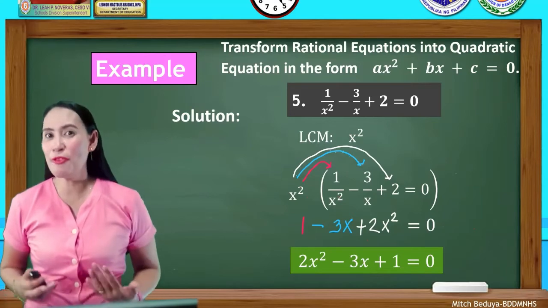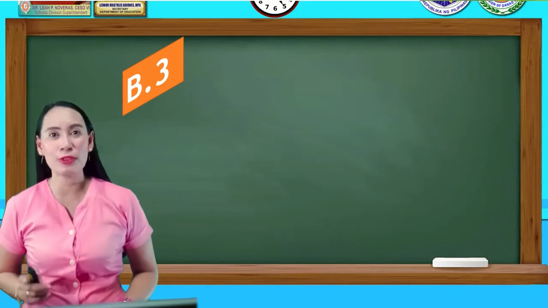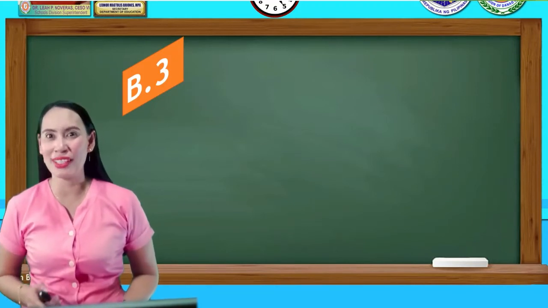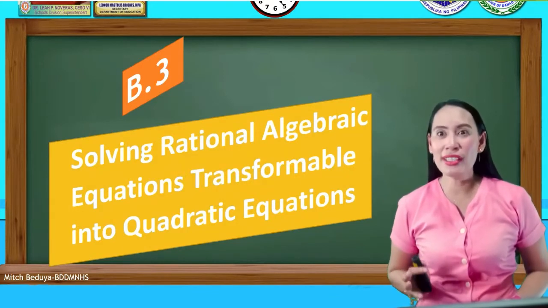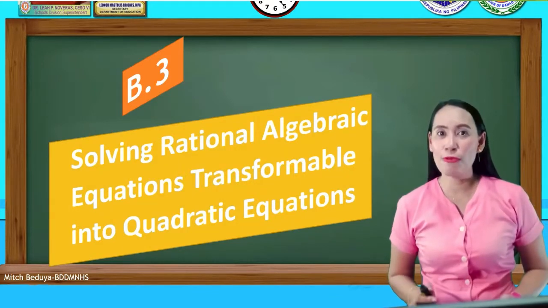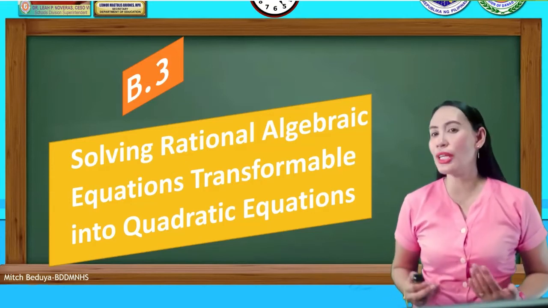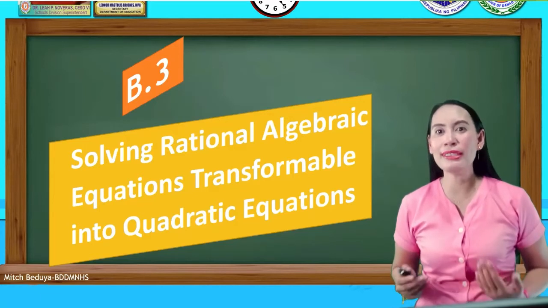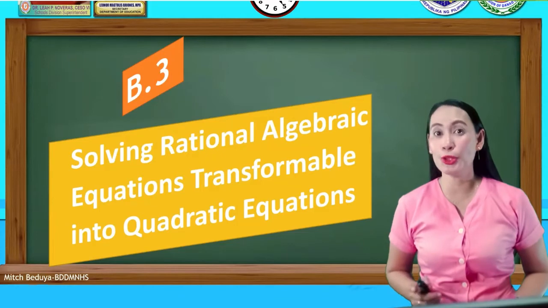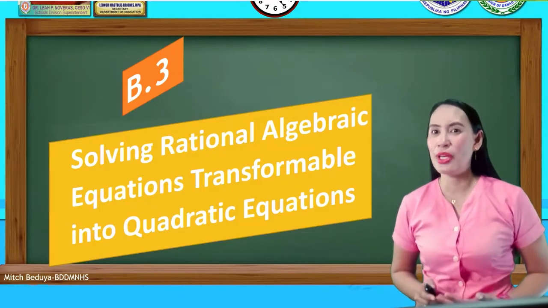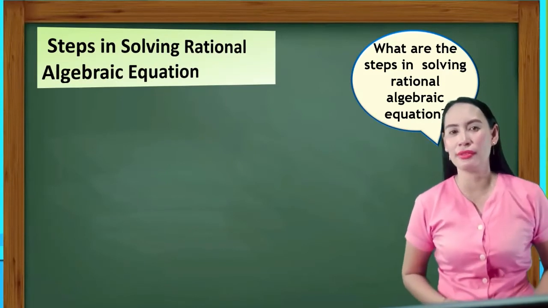It is now easy for you to solve rational algebraic equations transformable to quadratic equations because you have already acquired the knowledge in transforming rational equations. Before solving the rational equations, we need to follow the steps in solving rational algebraic equations transformable to quadratic equations. So what are the steps in solving rational algebraic equations?